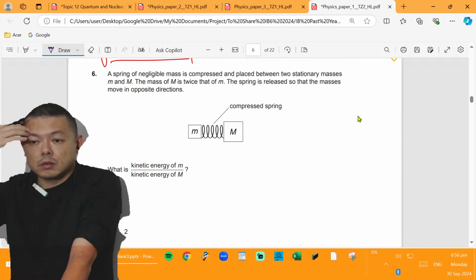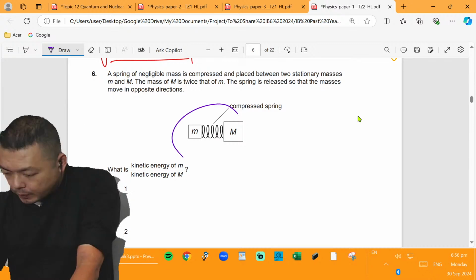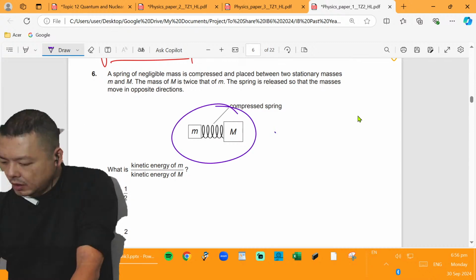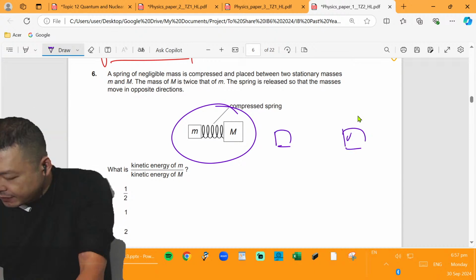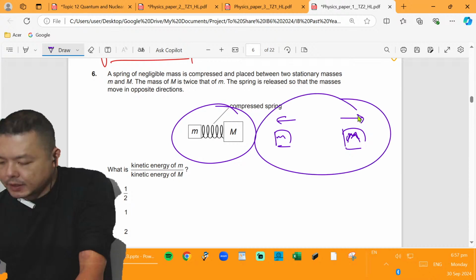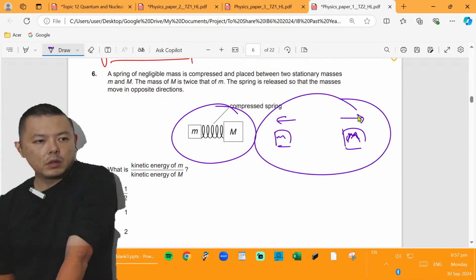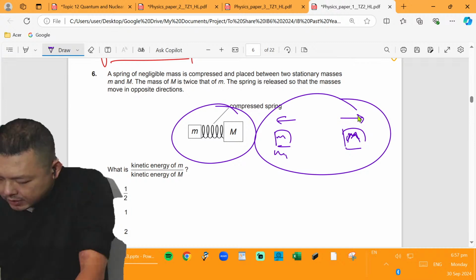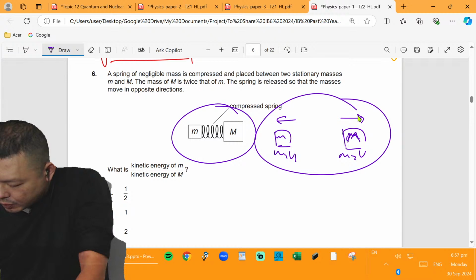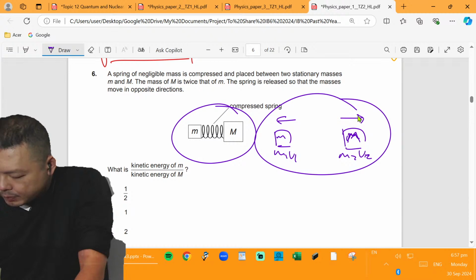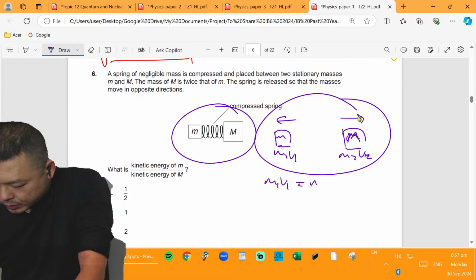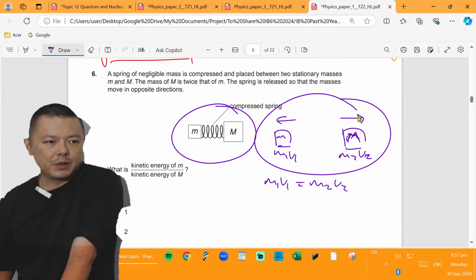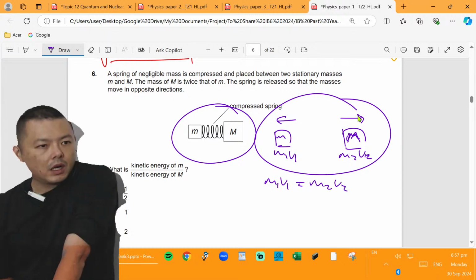Yeah, momentum, right? What's the initial momentum here? 0. Then when the two masses start flying away from each other, what's the total momentum here? Also 0, right? So am I right to say that M1 V1 equals M2 V2, I mean, yeah, equals the negative. Okay, not?